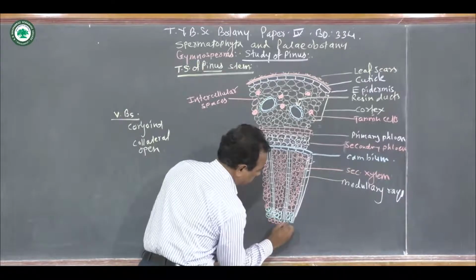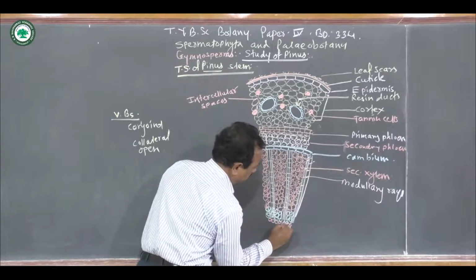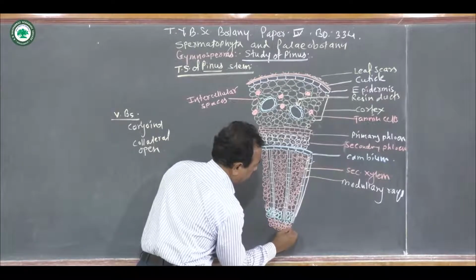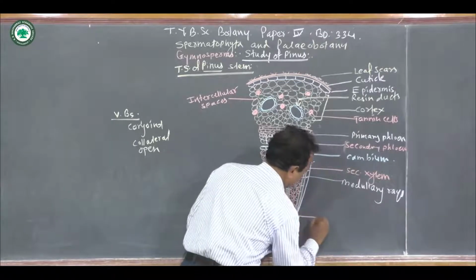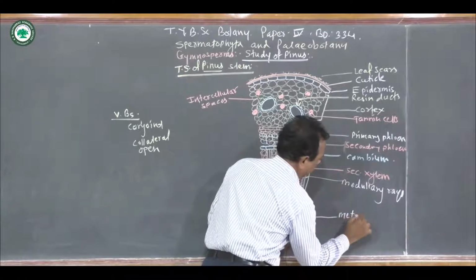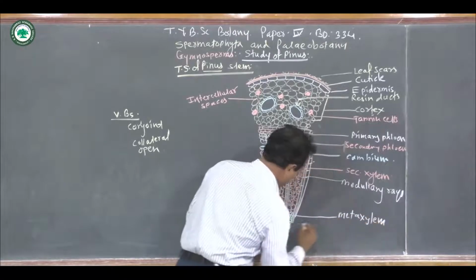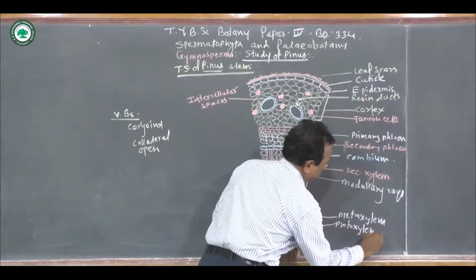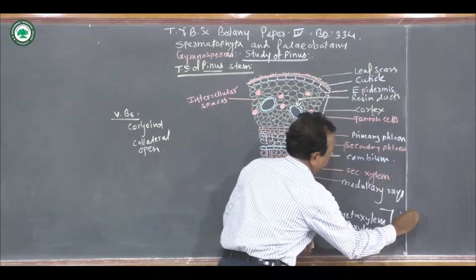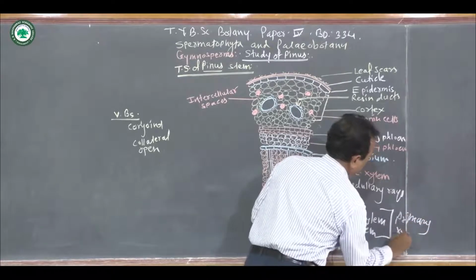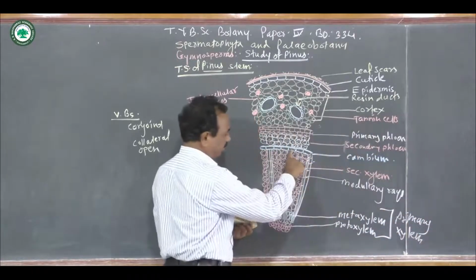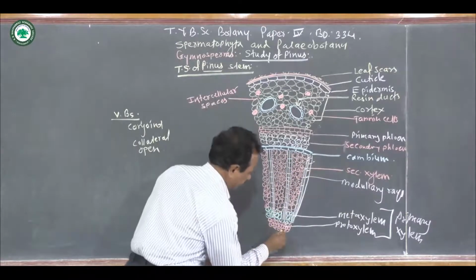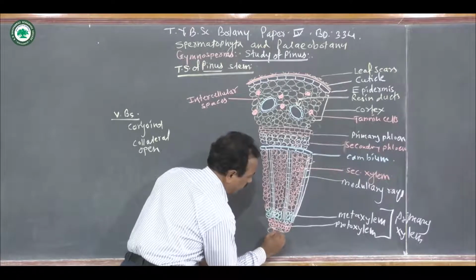Both the protoxylem and metaxylem are thick-walled cells. So see, this is the metaxylem, this is the protoxylem. Actually this is the primary xylem. Due to the formation of the secondary xylem, the primary xylem gets pushed towards the center, and at the center there is the presence of the pith.